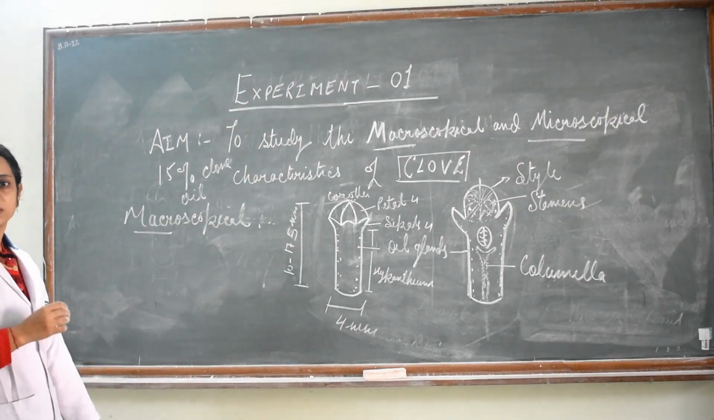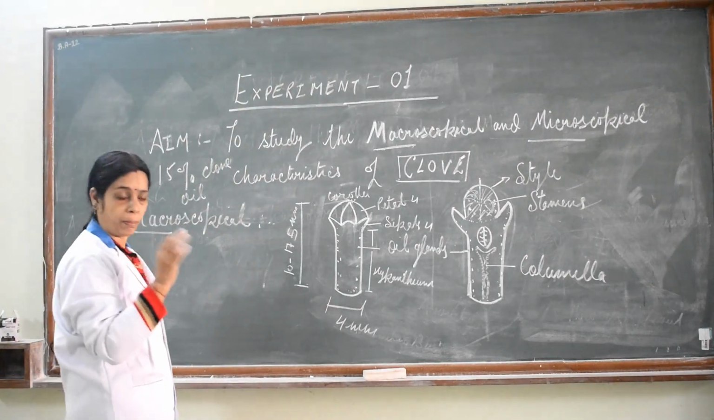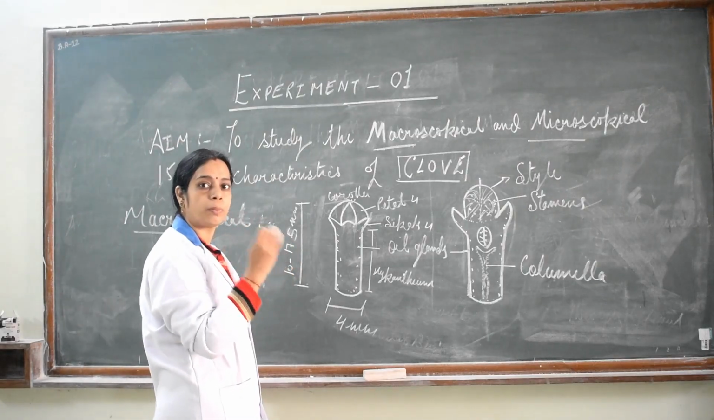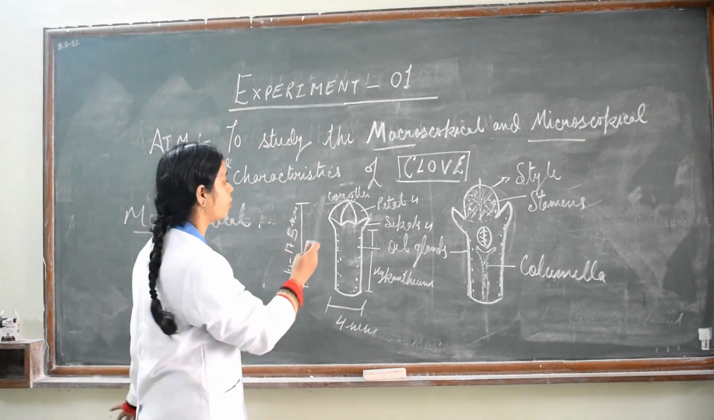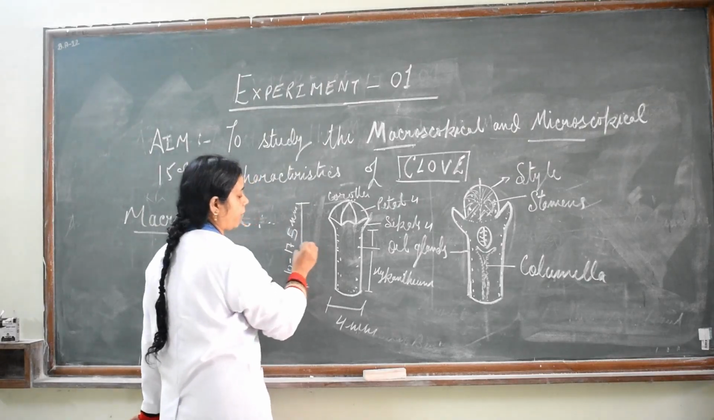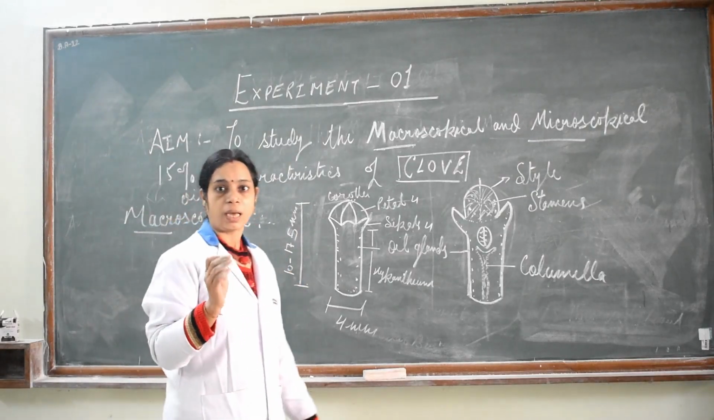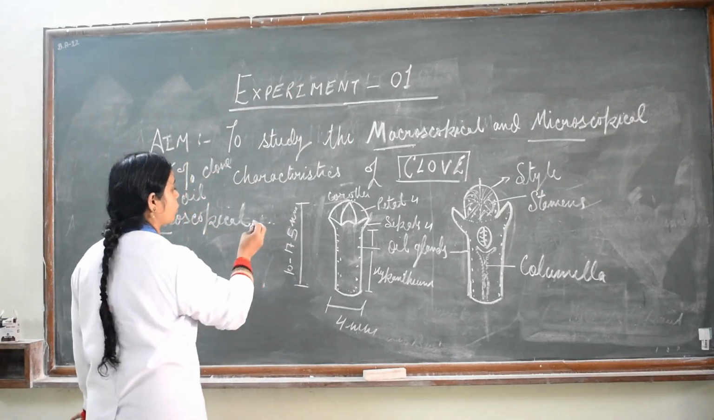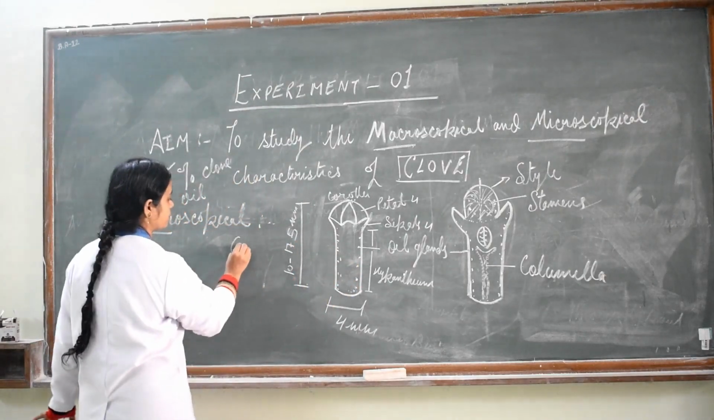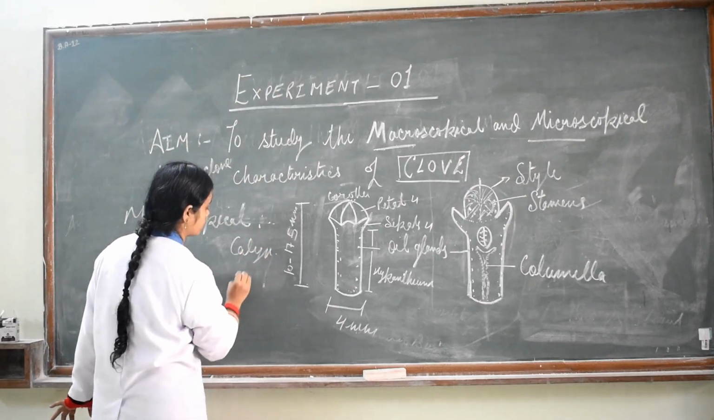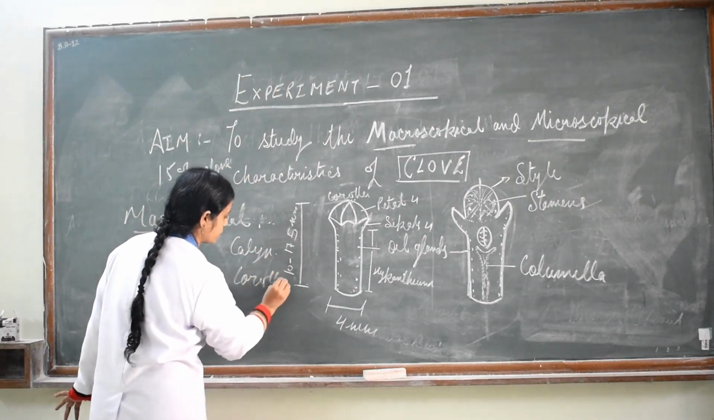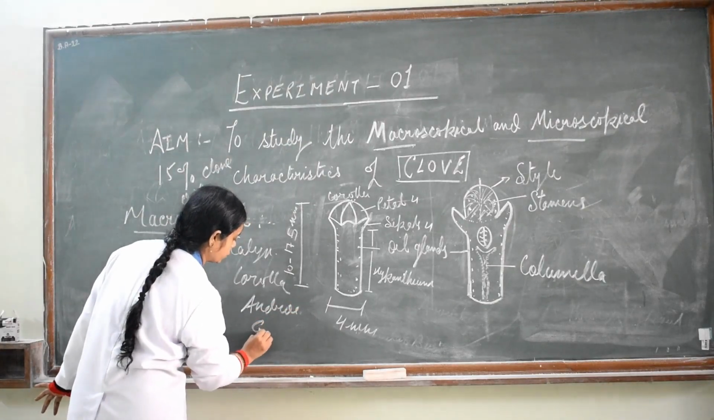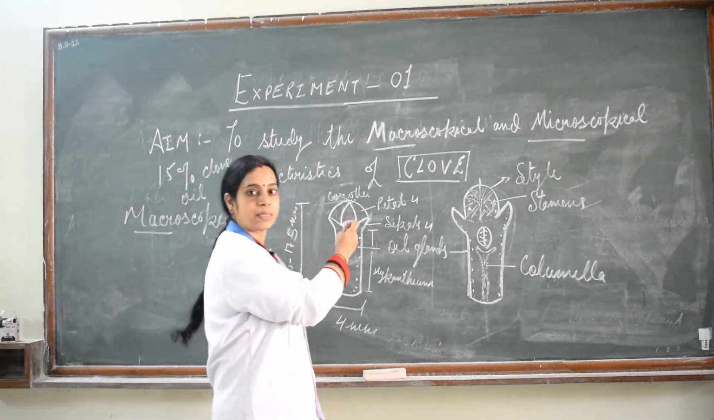So first of all, we will study the macroscopical studies. In this, what are we going to observe? We are going to observe the morphology of the flower bud. So this is a flower bud. As you know, a flower contains 4 whorls. What are the 4 whorls? Calyx, corolla, androecium and gynoecium. So all the 4 whorls are present here also.